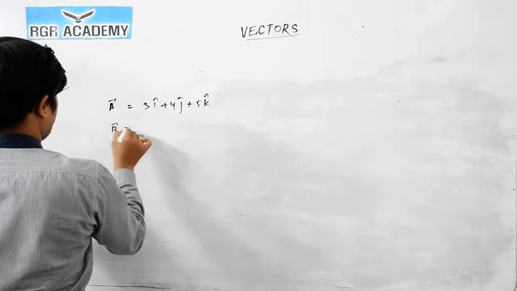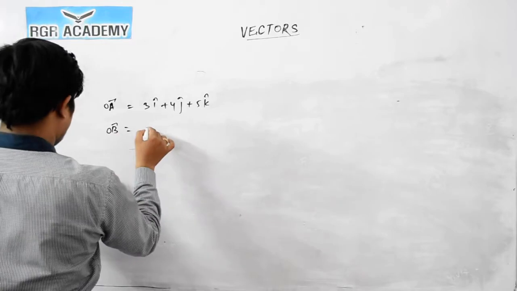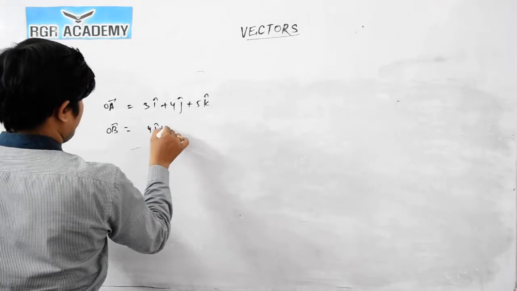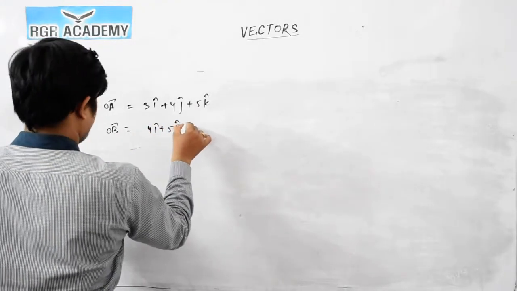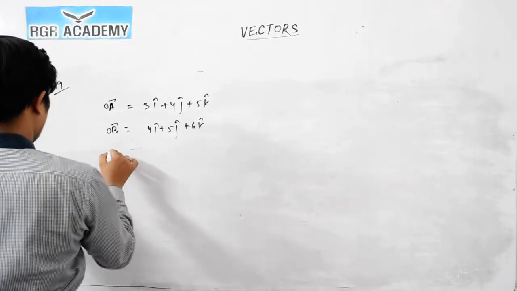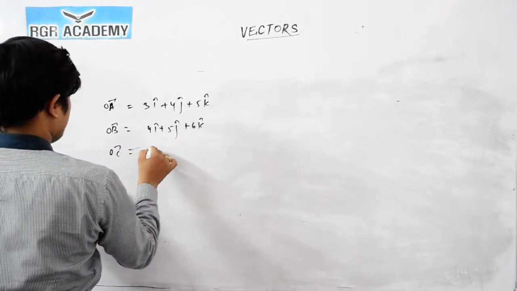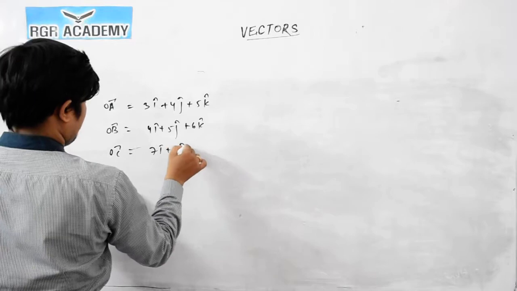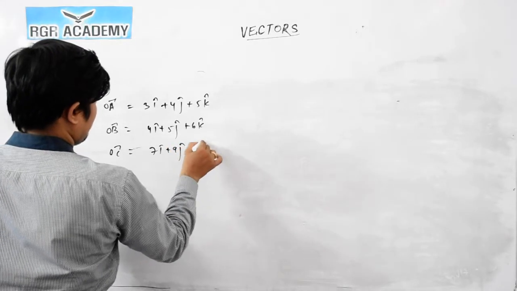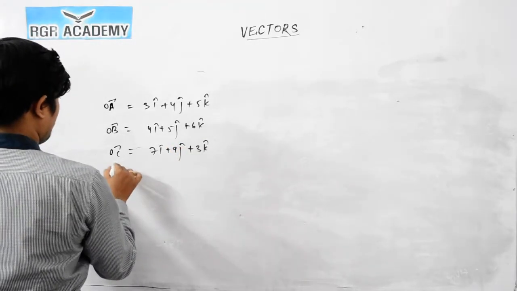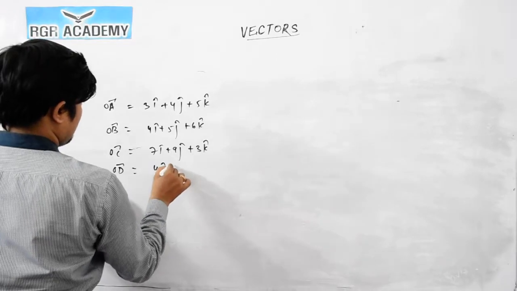OB vector is equal to 4 i cap plus 5 j cap plus 6 k cap. OC vector we can write as 7 i cap plus 9 j cap plus 3 k cap. And OD vector we can write as i cap plus 6 j cap.